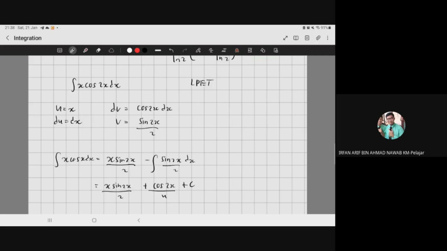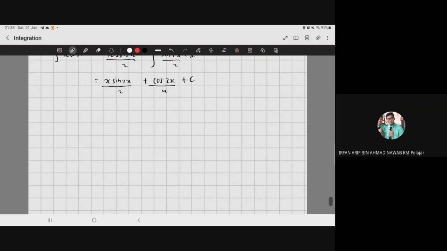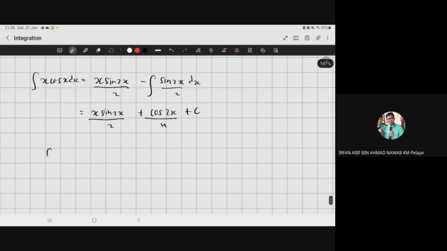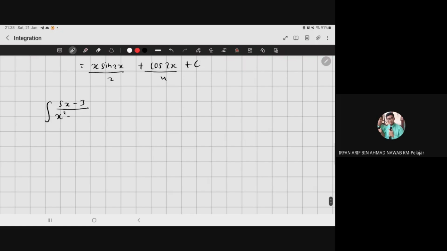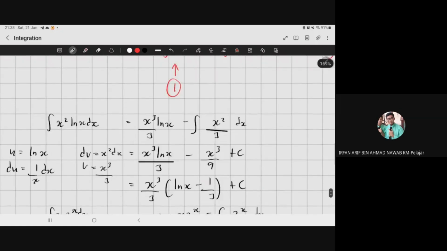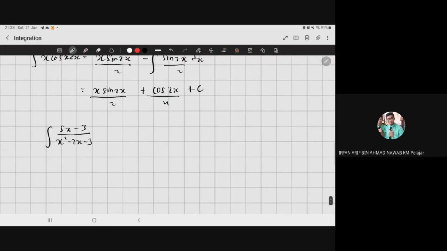So let's try to solve one particular question. All right, so pretty simple. Integrate 5x minus 3 over x squared minus 2x minus 3 dx, sorry. Okay, now first things first, I want to know, can we factorize the denominator? If you can, then go ahead, just factorize it.